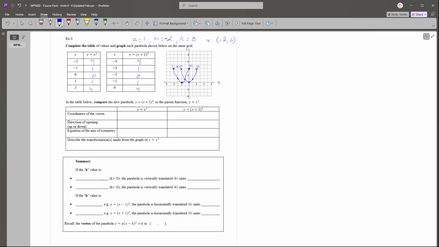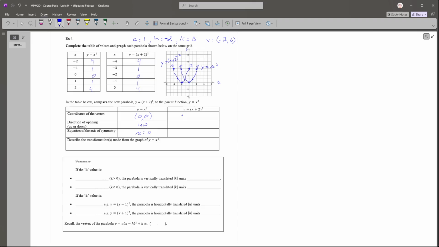Oh, that was pretty atrocious. Anyways, let's label our graphs. y is equal to x squared. This one over here is y is equal to (x plus 2) squared. All right. So let's fill out our information. We should probably already know our information, but let's fill it out. Coordinates for the parent relation, 0, 0. (h, k). Okay. Direction of opening, still opening up. Equation of the axis of symmetry, x is equal to h, so x is equal to 0.